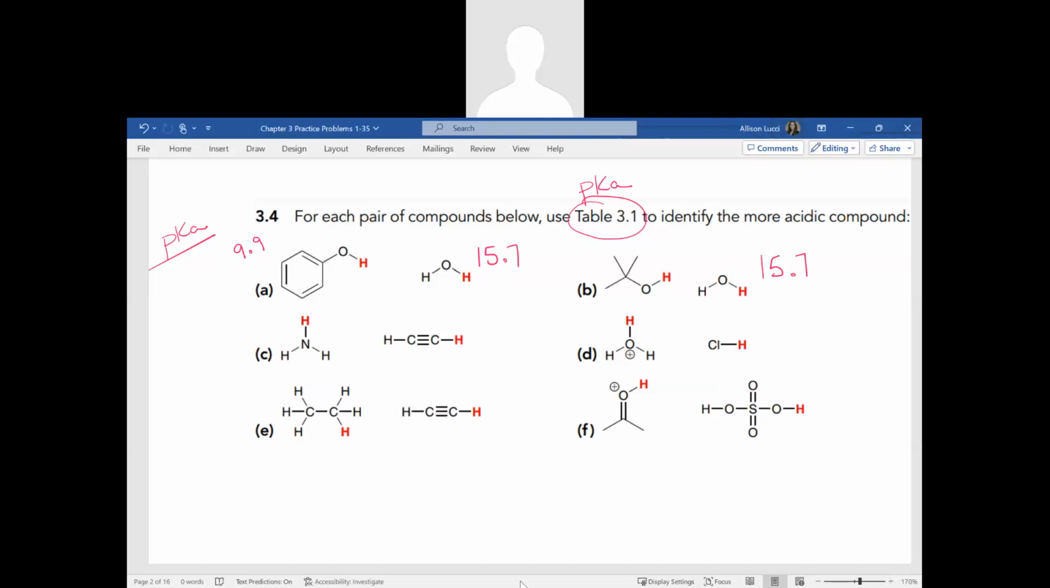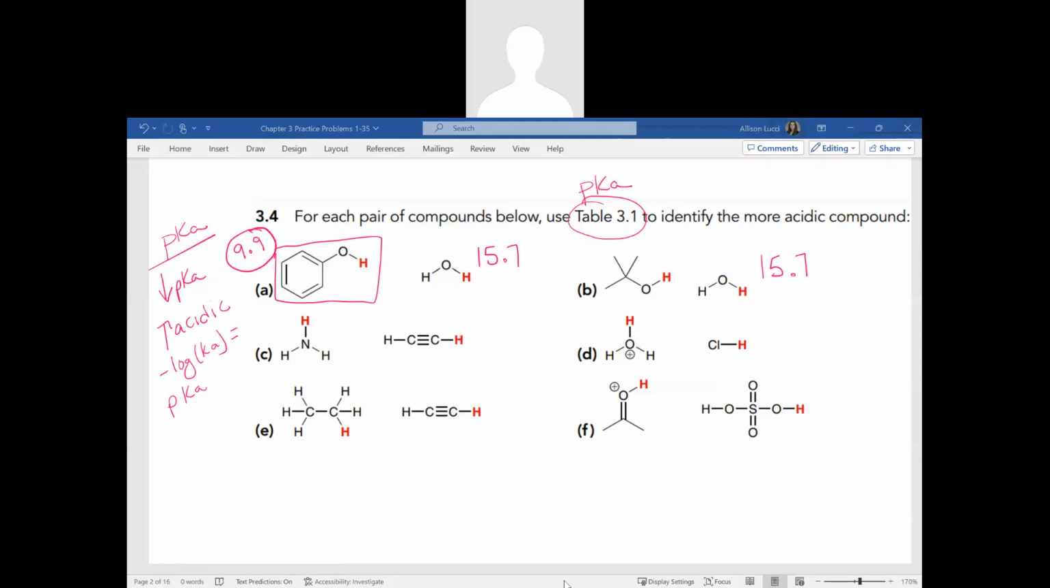Now we're asked to identify the more acidic compound, and we know that the lower the pKa value, the more acidic a compound is, because we take the negative log of the Ka to generate pKa. Because of this inverse relationship, the lower value gives us the more acidic compound. So in this case, we have our phenol.